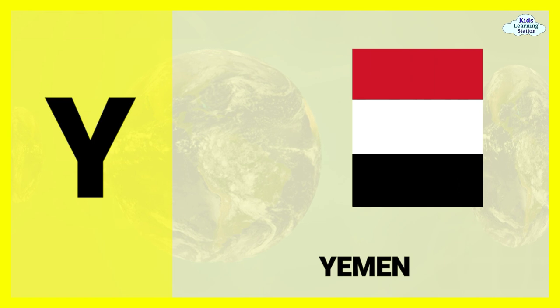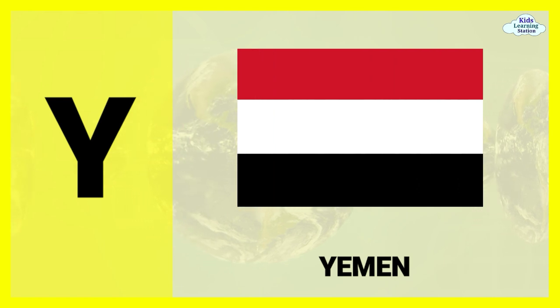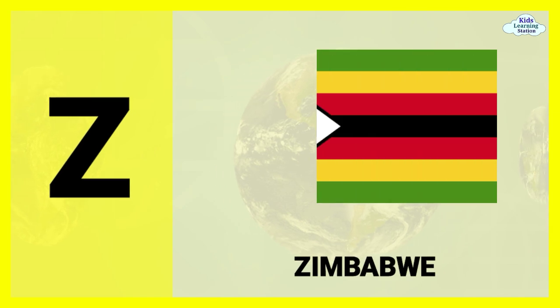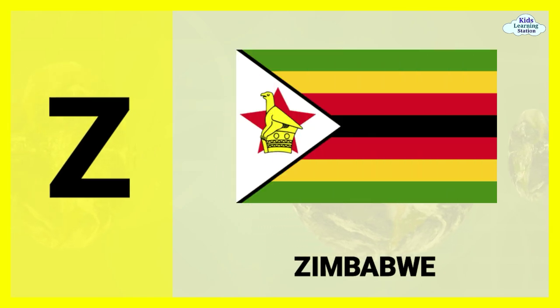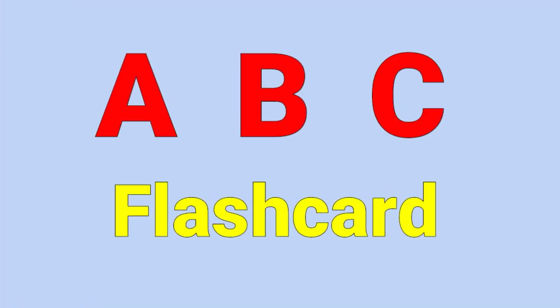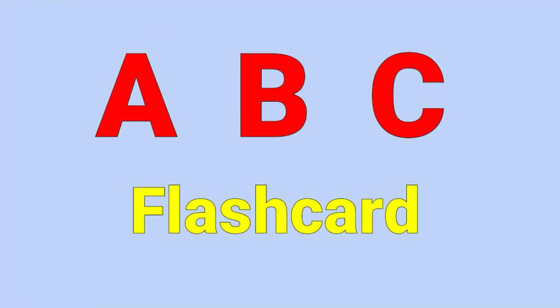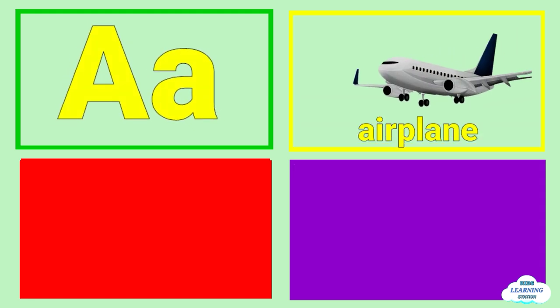Y is for Yemen. Yemen. Z is for Zimbabwe. Zimbabwe. ABC flashcard. A is for airplane.